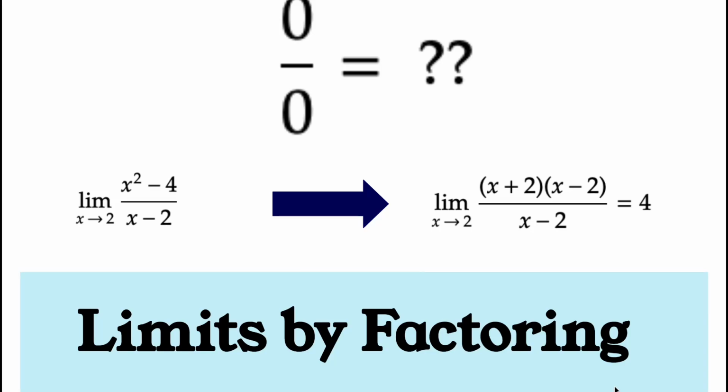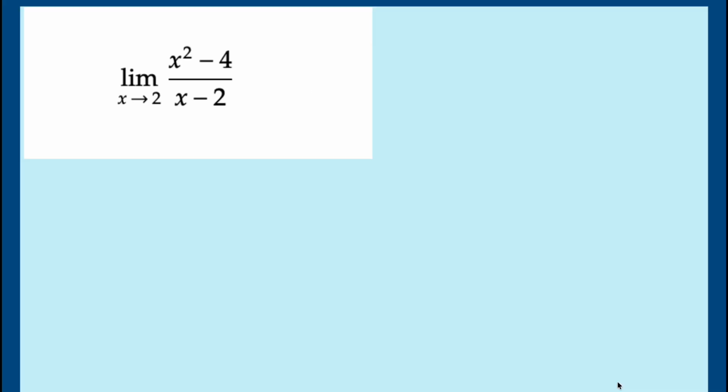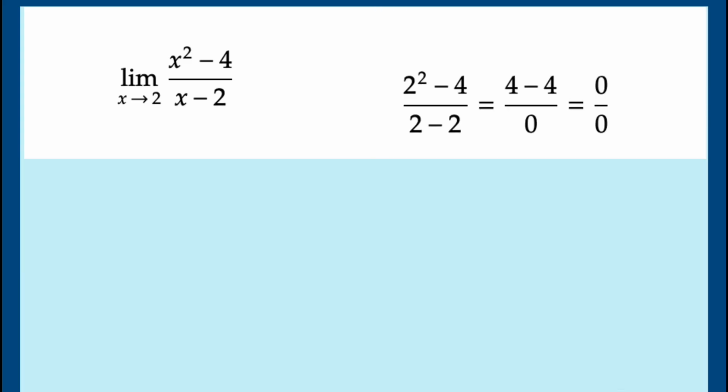In this video, we will use factoring in order to solve limits. If you evaluate this limit using your calculator, you will get 0 divided by 0. Your calculator isn't wrong, it's just that there's a hidden simplification which we'll explore in this video. But first off, what actually is 0 divided by 0?